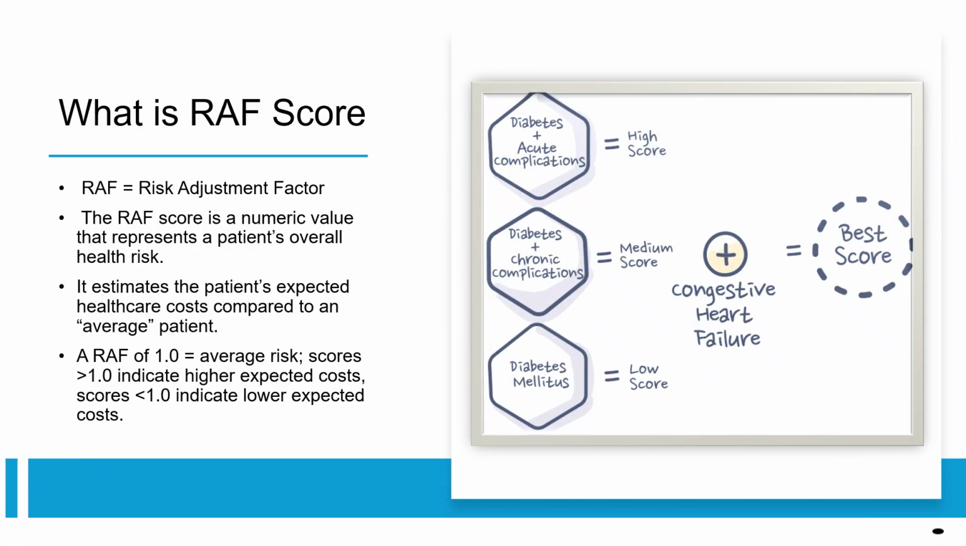What is a RAF score? RAF equals risk adjustment factor. The RAF score is a numerical value that represents the patient's overall health risk. It estimates the patient's expected healthcare costs compared to an average patient. A RAF of 1.0 equals the average risk. Scores greater than 1.0 indicate higher expected costs. Scores less than 1.0 indicate lower expected costs.